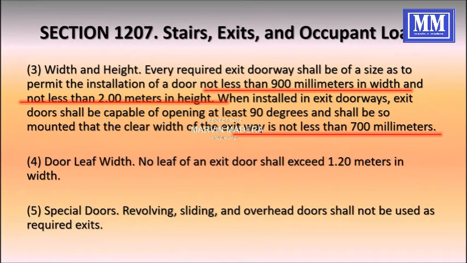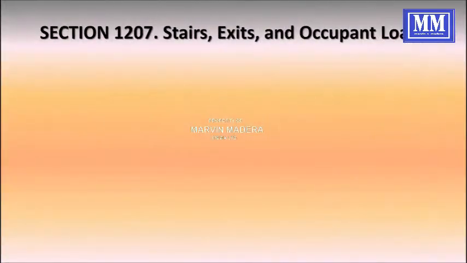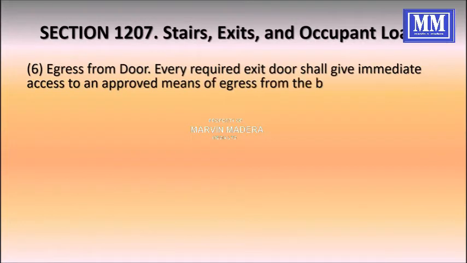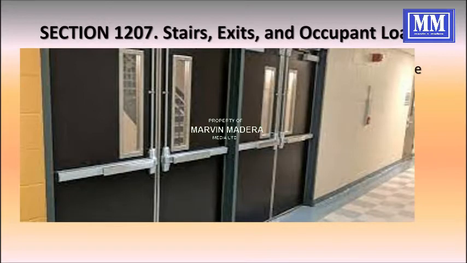Special doors, revolving, sliding, and overhead doors shall not be used as required exits. So this kind of door is not allowed in exits as exit doors. Egress from the door. Every required exit door shall give immediate access to an approved means of egress from the building, meaning it has an opening or a means that will lead you to the exit of the building or going out of the building.